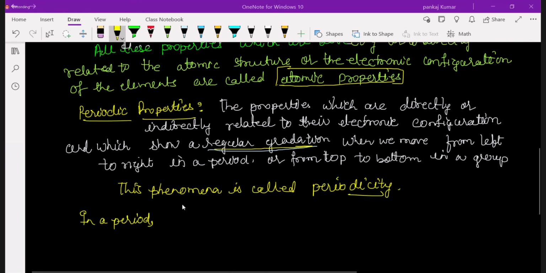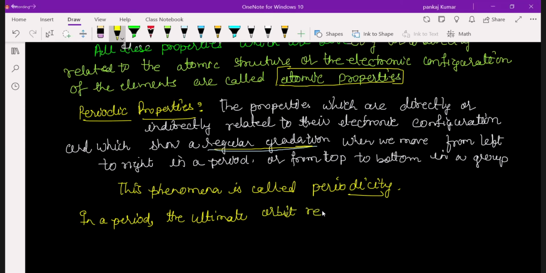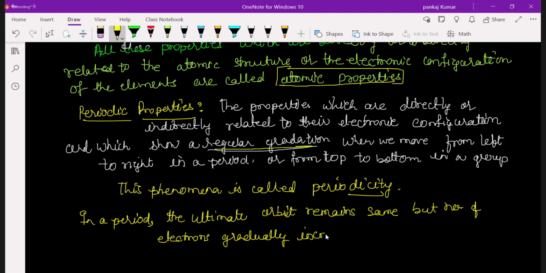So in a period, the ultimate orbit remains the same. In a period, the orbit is always the same, but the number of electrons gradually increases. Very good, gradually increases. Clear? In a period, so this you have to make it this line, right?